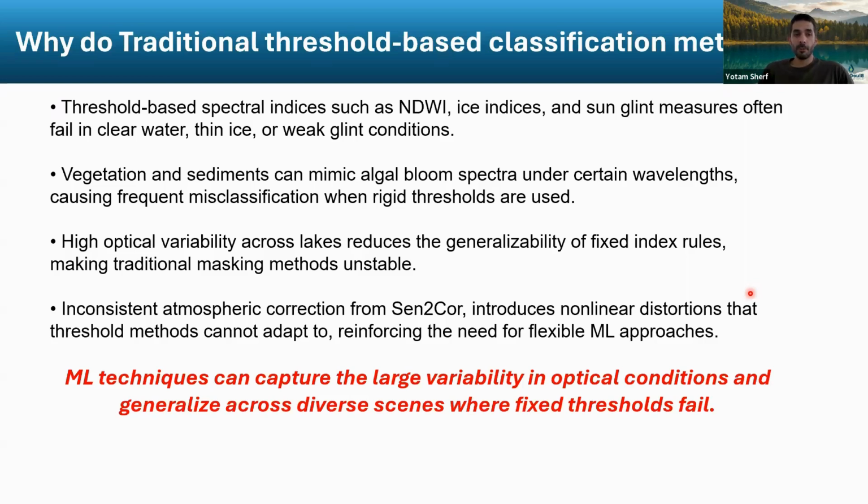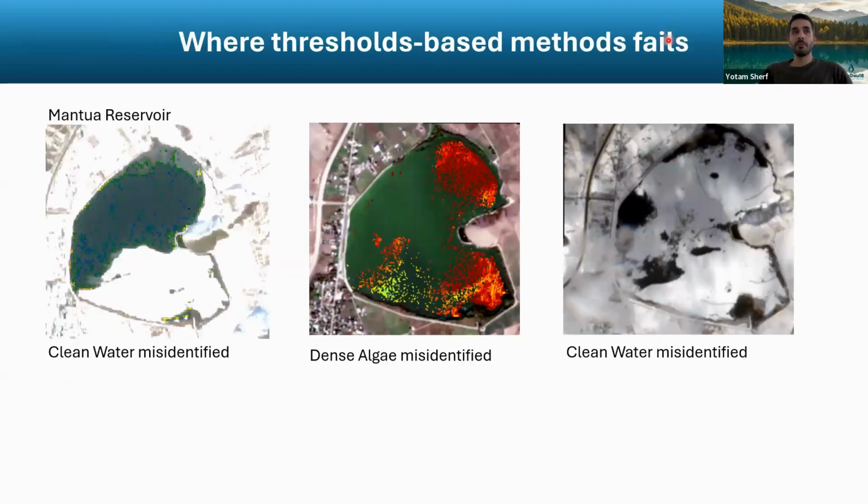We also have high optical variability across lakes, between different lakes. So the spectrum is not generalized to different lakes. And the last reason that we mentioned previously is the inconsistency of atmospheric correction that displays errors all the time. And for this reason, machine learning techniques can capture the large variability in optical conditions and generalize across diverse scenes where fixed thresholds fail. And this would be the advantage and the strength of the machine learning framework in capturing this nonlinear behavior.